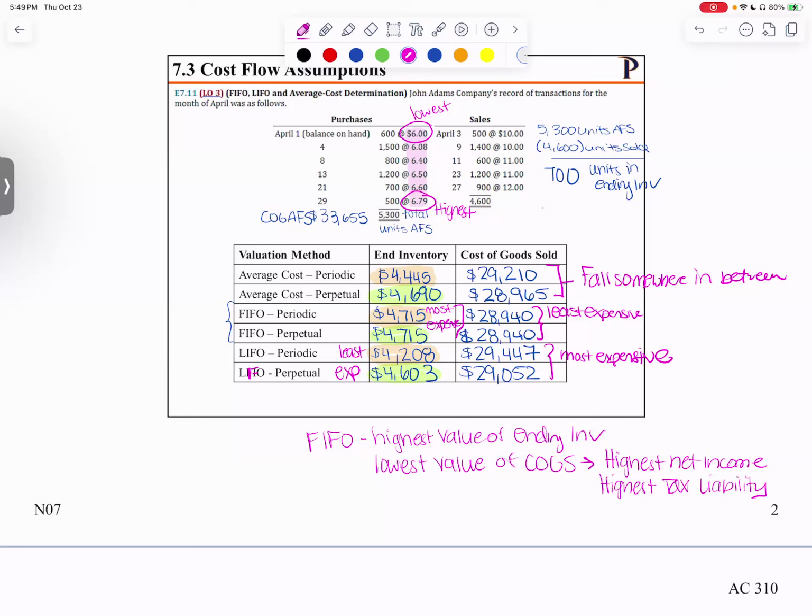Okay, and then with LIFO, it's going to be the opposite. So we'll have the lowest value of ending inventory, the highest value of cost of goods sold, but we'll have the lowest net income and the lowest tax liability. So you should be able to make these comparisons. You can do them either by calculating dollar values, or you can think of this conceptually.